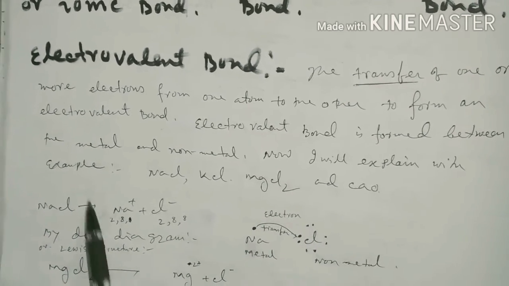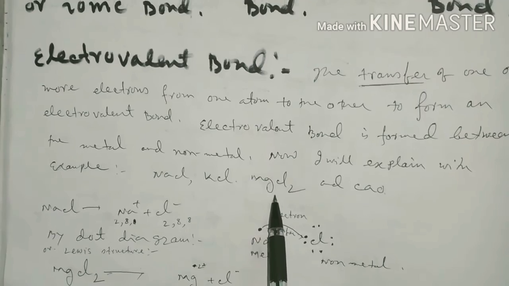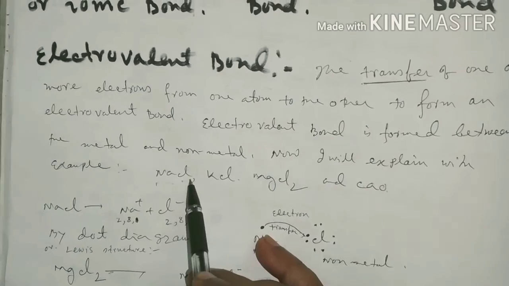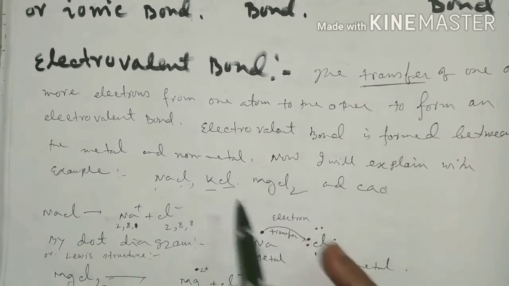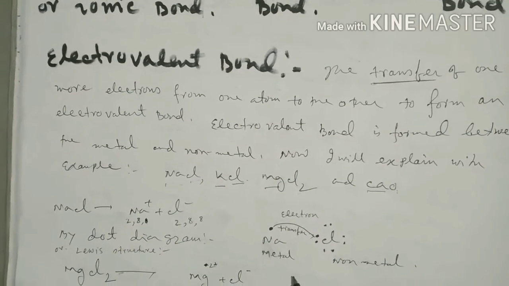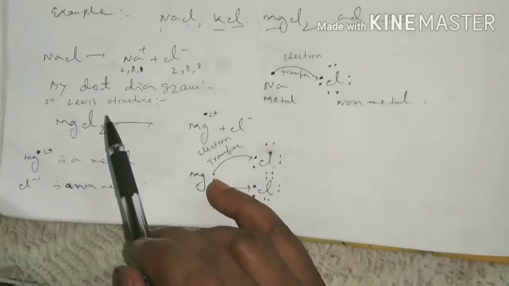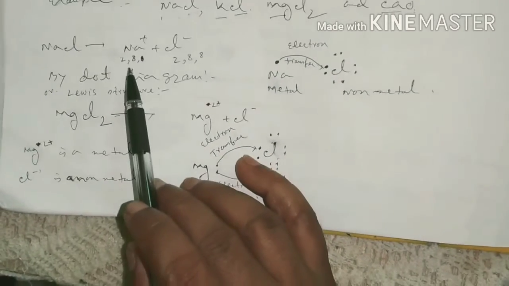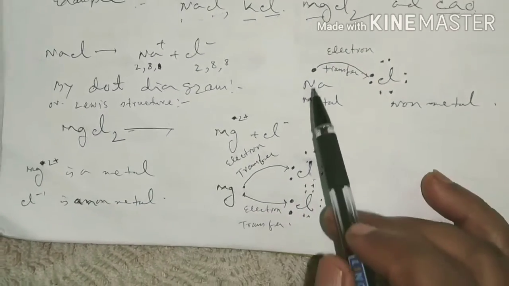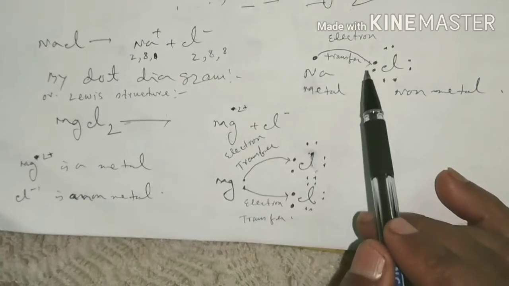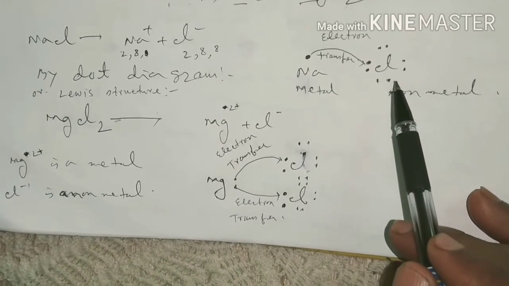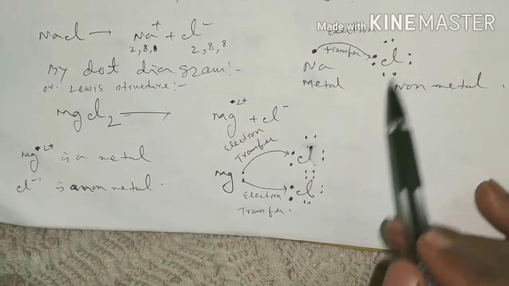Now I shall explain with examples: sodium chloride, potassium chloride, magnesium chloride and calcium oxide. Sodium is a metal and chlorine is a non-metal. Potassium metal, chlorine non-metal, magnesium metal, chlorine non-metal, calcium metal, oxygen non-metal. So here, see how they transfer the electrons. Sodium chloride, the eating salt, the common salt, you can say this is table salt. This is the sodium, with 1 electron in the outermost orbit, transferred to the chlorine. And chlorine has 7 electrons in the outermost orbit, so it accepts that one. They transfer the electrons to make the bond.